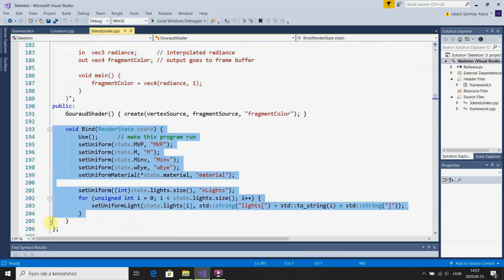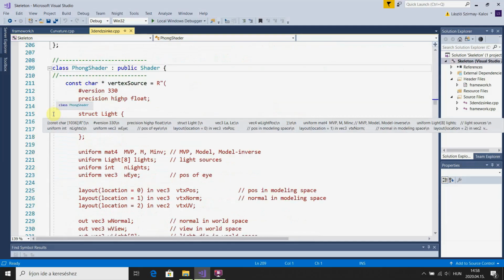The bind function of this shader is responsible for initializing the uniform variables based on the content of the render state. So the render state is a huge collection of transformations, lights and camera parameters, and here the shader can decide which particular parameters are used to initialize the already known uniform parameters of the GPU shaders.